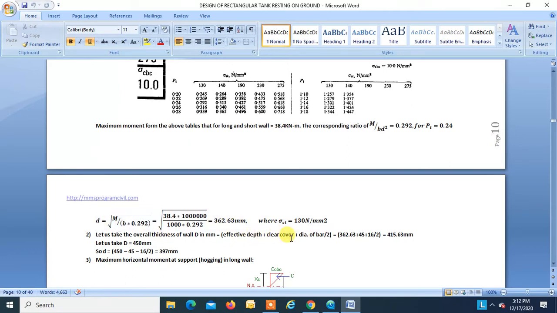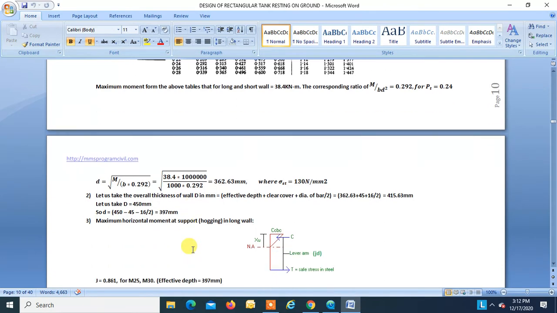plus clear cover plus diameter of the bar divided by 2. Clear cover, the nominal cover, we have assumed as 45, and we are assuming that we are going to use 16 mm diameter bar. So 16 divided by 2, this is equal to 415.63 mm. This is the minimum D required. So we will provide capital D equal to 450 mm. So effective depth d is equal to 397, which is greater than required. Now let us start the design.